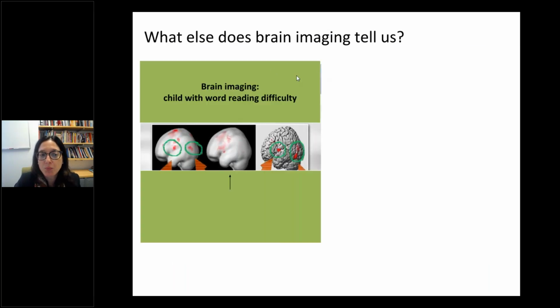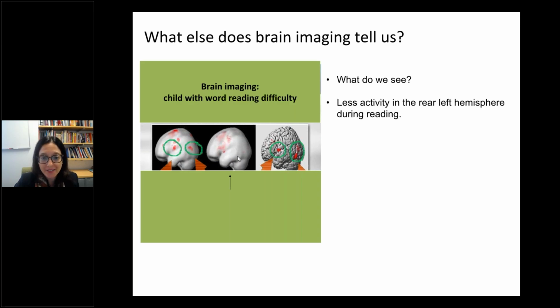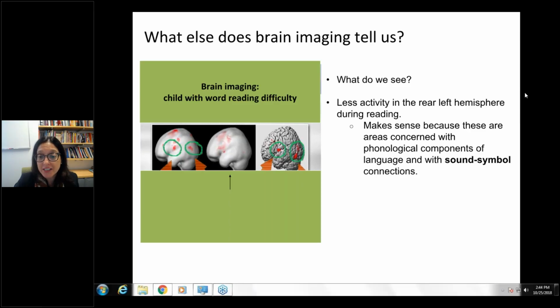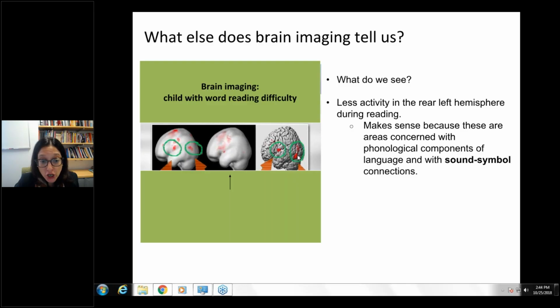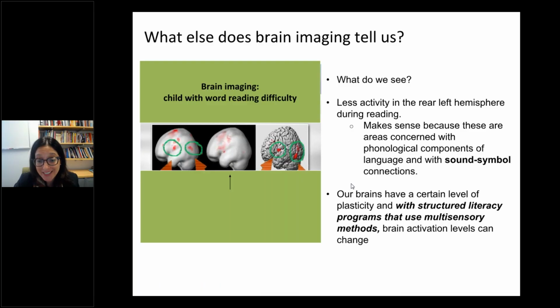So one last point about what else brain imaging tells us. And again, I know so many of you are probably familiar with this, but in terms of brain imaging, we know that a child with a word reading difficulty typically has an underactivated area in the rear left hemisphere during reading. And this makes sense because these are areas concerned with phonological components of language and with sound symbol connections. But we know, as shown all the way on the right, that with explicit instruction and structured literacy programs that are using multisensory methods, brain activation levels can change, right?